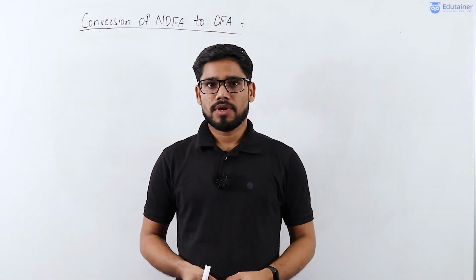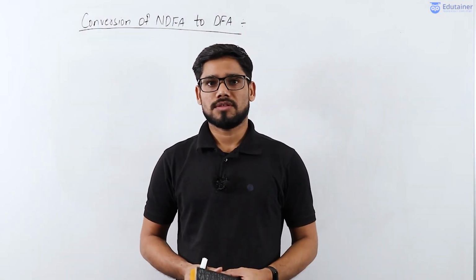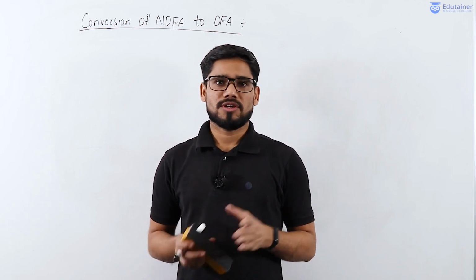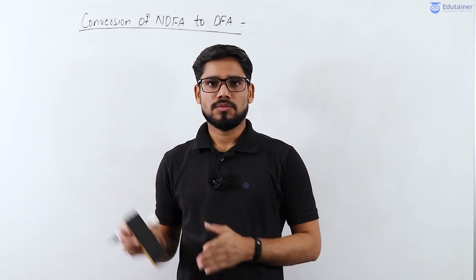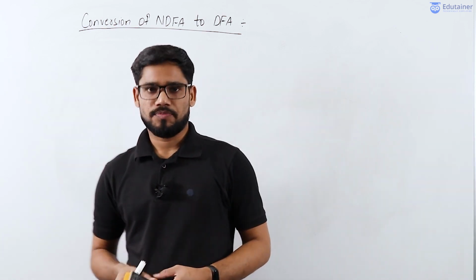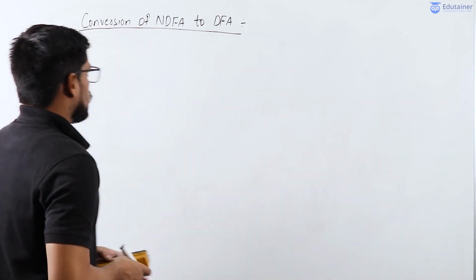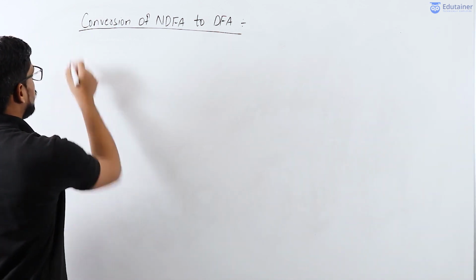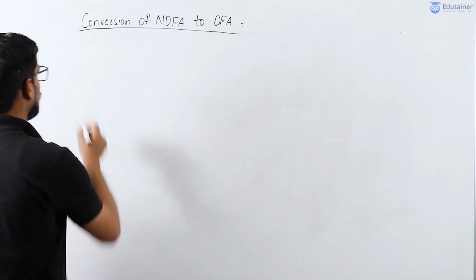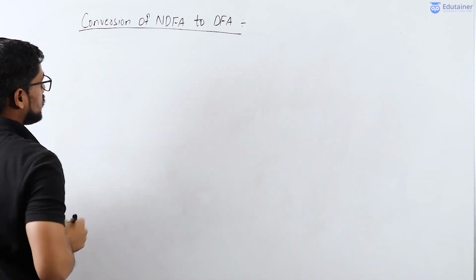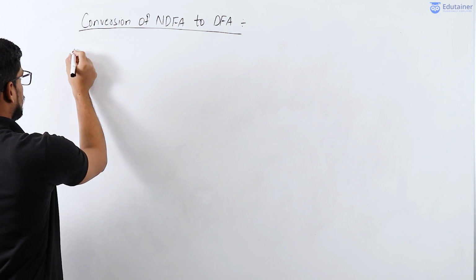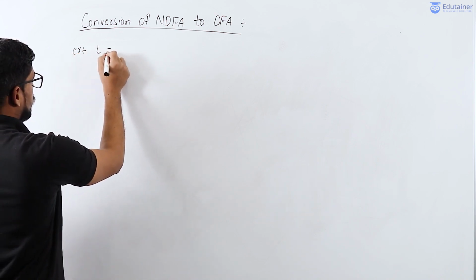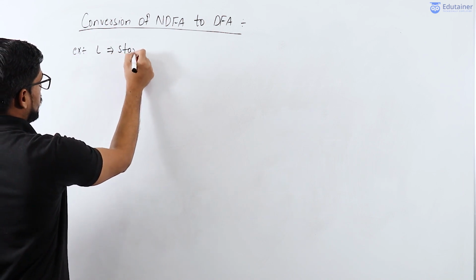Hello everyone. In this video, we'll learn the subset construction method, which is used to convert a non-deterministic finite automata machine into a deterministic finite automata machine. So let's take an example. An example will be much more meaningful to understand the concept of the subset construction method. So let's say a language L which starts with a.